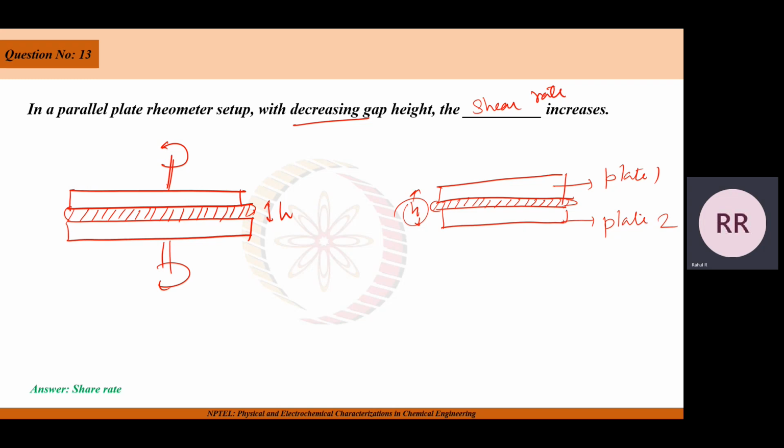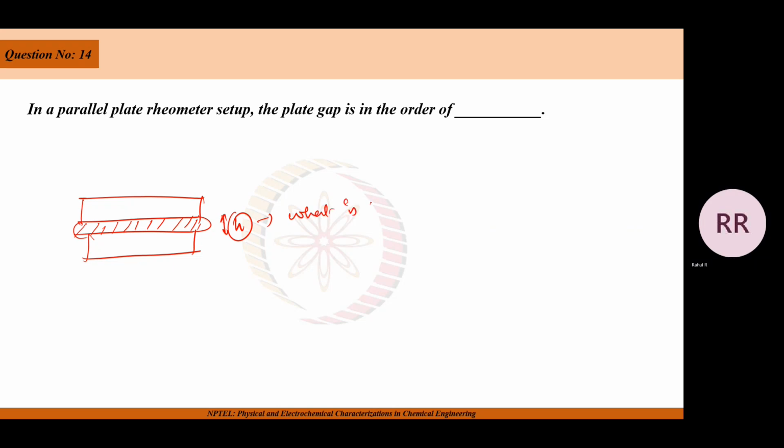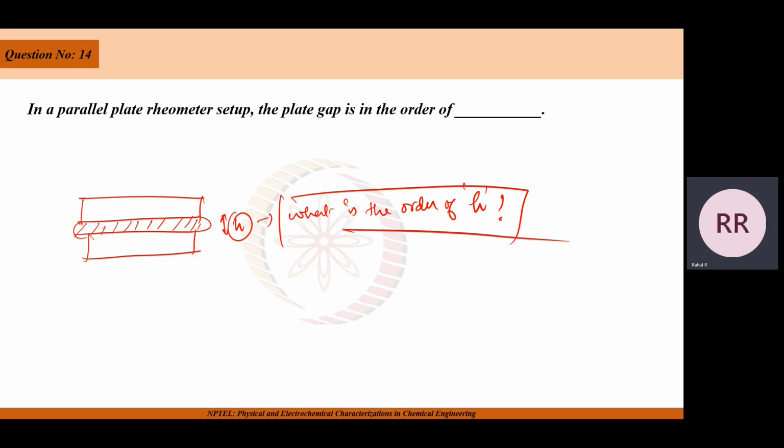Yeah, the answer to the previous question is shear rate. In a parallel plate rheometer setup, the plate gap is in the order of dash. As I told you, in the parallel plate setup we have two plates and the fluid is filled between them, and these plates are separated by a very small distance h. What is the order of h? Okay, just think about this for a while, then we'll get to the answer.